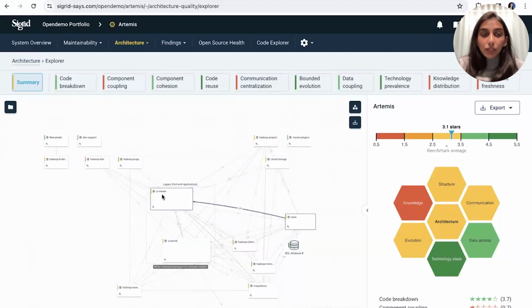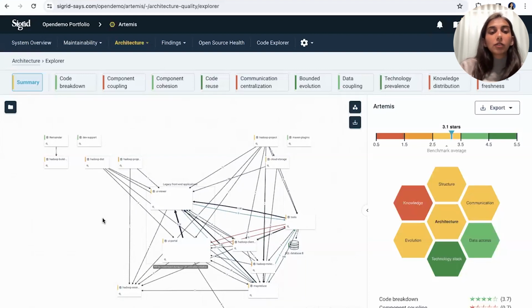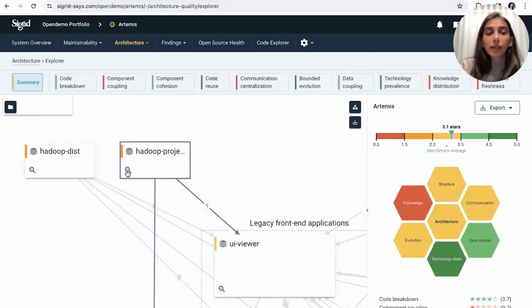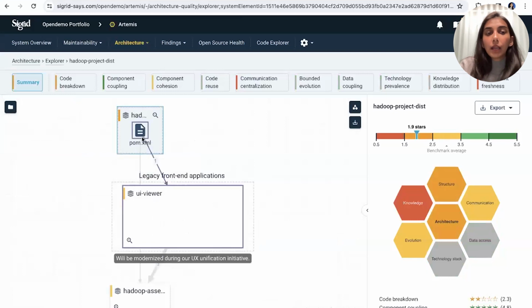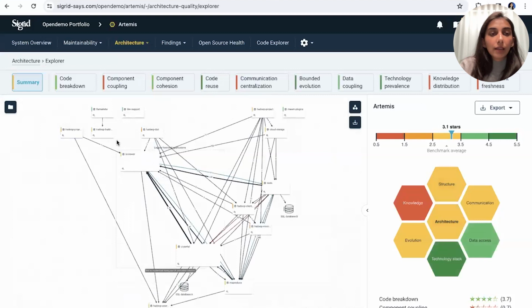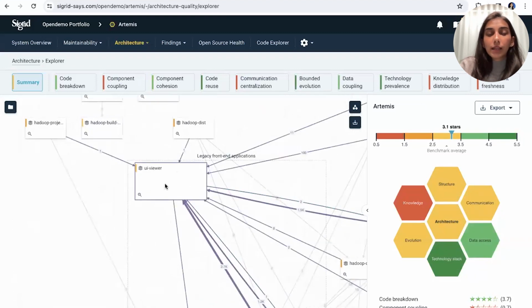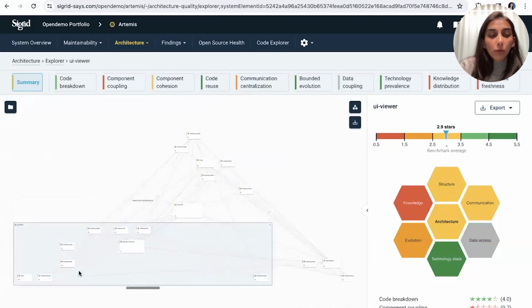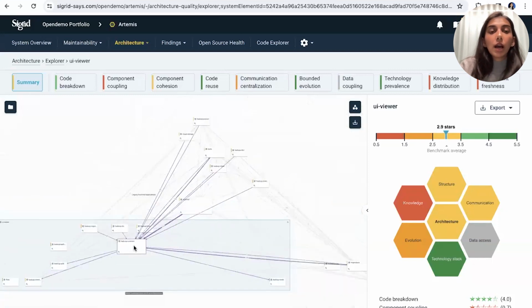And as I mentioned, with maintainability versus architecture, this allows you to drill down inside these components. So for example, if there is this Hadoop project, then there's this magnifying button here. You can just go inside it. It will lead you to the next level. In this case, there was just one file inside it. But for example, I want to go inside UI viewer. So you can go inside UI viewer, it will open the subcomponents of the UI viewer, and then how these subcomponents are actually interacting with other components that are at the above layer of it.